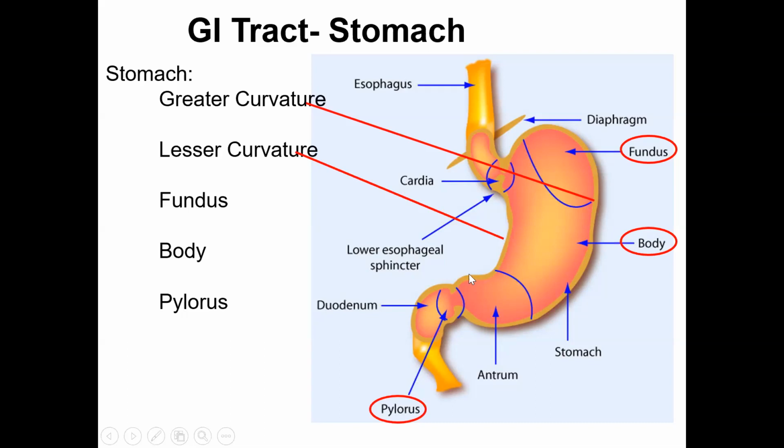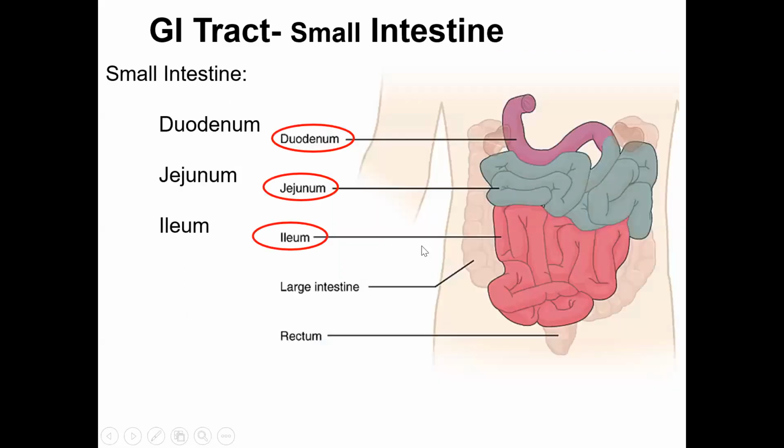So the pylorus is a really important region. It controls how the stomach empties into the intestines. And so we have a bit of smooth muscle here, which relaxes in order to allow the stomach to empty, and then tightens in order to allow the stomach to kind of churn and break down that food. So there's a regulated process of how the stomach empties that is facilitated by the smooth muscle at the pylorus. Leaving the pylorus, we then enter the duodenum.